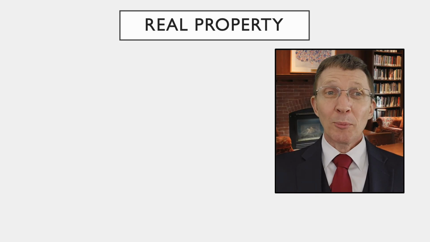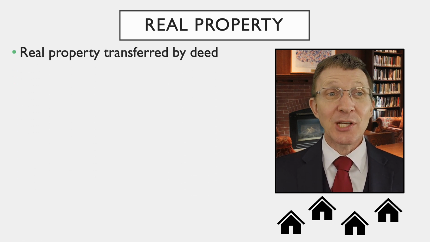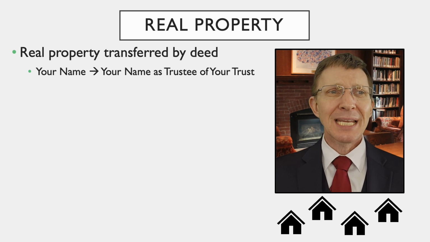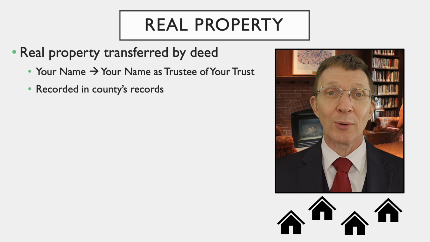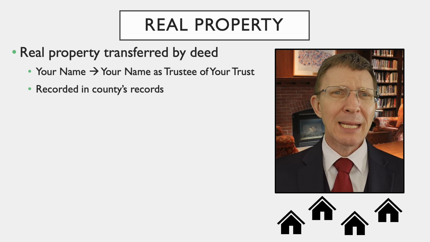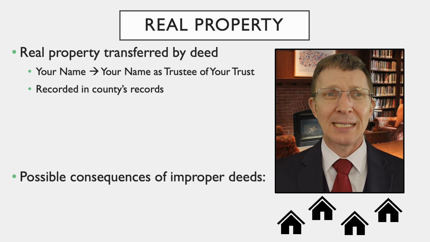You transfer your real property into your revocable living trust by signing and recording a deed changing title ownership of the property to your name as trustee of your trust. The deed must be recorded in the real property records of the county in which the property is located. Professional guidance is invaluable when recording deeds. An improperly prepared and recorded deed can have massive unintended consequences.